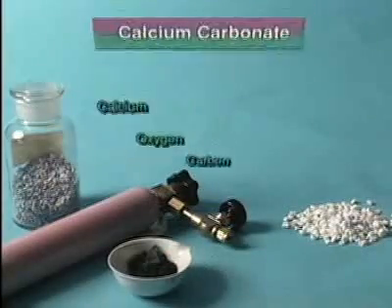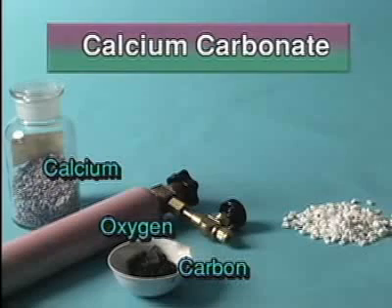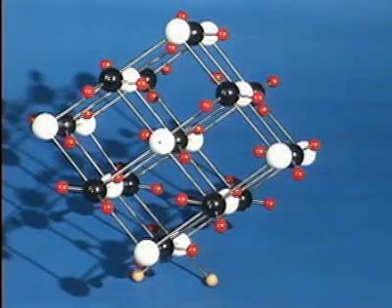Calcium carbonate, also known as limestone, is shown here on the right. It is composed of three elements: calcium, carbon, and oxygen, which are shown on the left. Notice that compounds bear no resemblance to the elements from which they are made. This model shows how the atoms are arranged to form calcium carbonate.